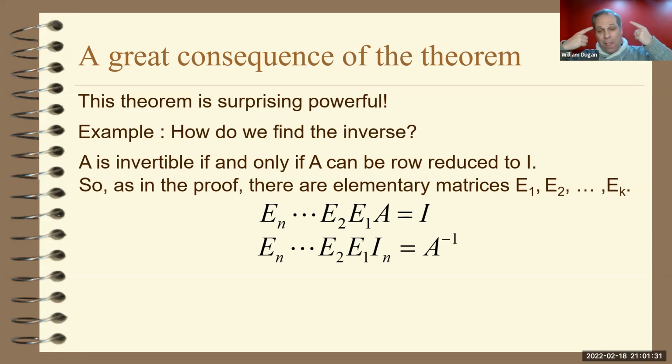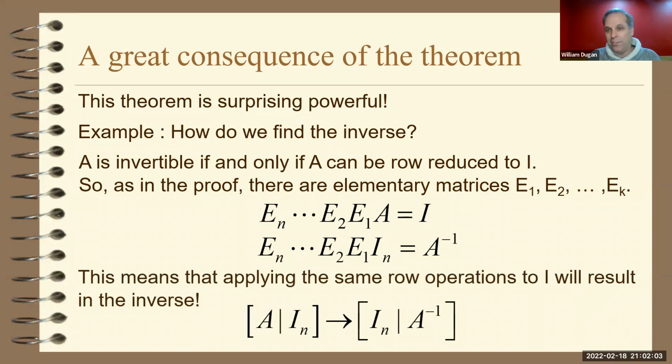But remember that elementary matrices, when applied on the left-hand side of a matrix, actually do that row operation. So on the left-hand side, I'm applying the exact same row operations in the exact same order that I used on A to reduce it to I. I'm just now applying those row operations to I first. And when you do all those row operations, you get the identity. So you get the inverse matrix.